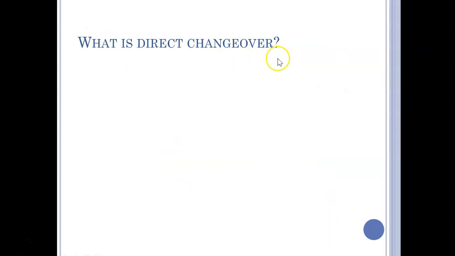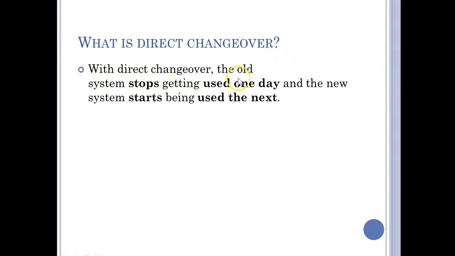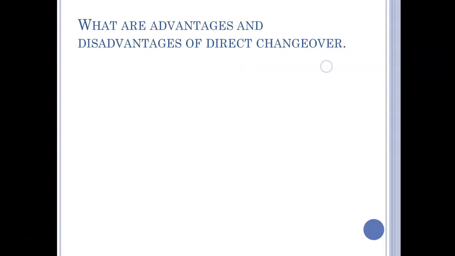So what is direct changeover? With direct changeover, the old system stops getting used one day and the new system starts being used the next day. So immediately, if today they're using the old system, then the next day they straight away start using the new system that has been developed and tested in stage 3. So direct changeover, probably the fastest way to start using the new system in your entire business.